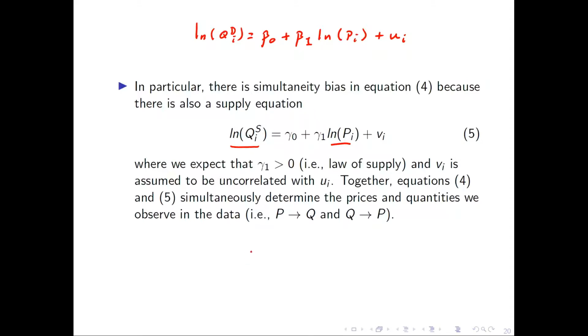And here we expect the quantity supplied to be an increasing function of price, in this case a linear function. So if you increase the price, then producers would like to increase their production in order to sell more. Okay, and because this process is determined by both the demand function and the supply function, price affects quantity and quantity affects price.